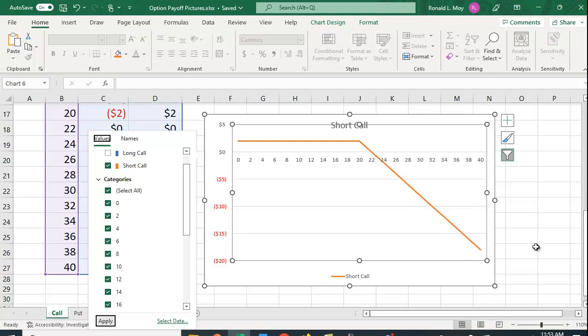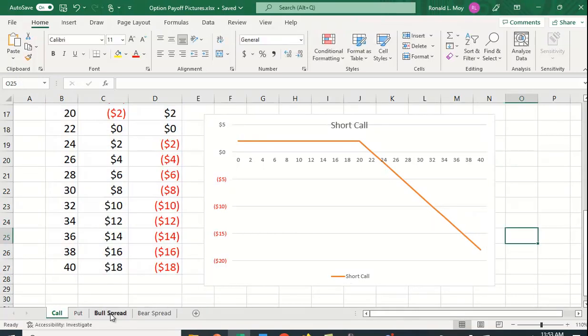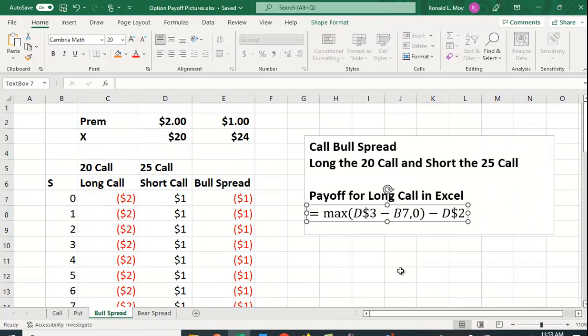Now, if you combine a long call and a short call position, you can create what's referred to as a bull spread. Now, let's take a look here. You have two call options with different exercise prices. So I'm going to use 20 and 24 here. And the premium for the 20 call is $2, and the premium for the 24 call is $1. Now, it has to be the case that you're going to pay more for the privilege of being able to buy at $20 than buying at $24.